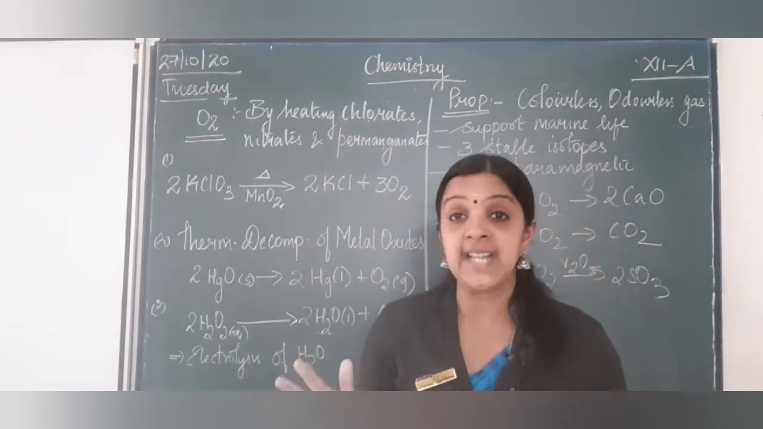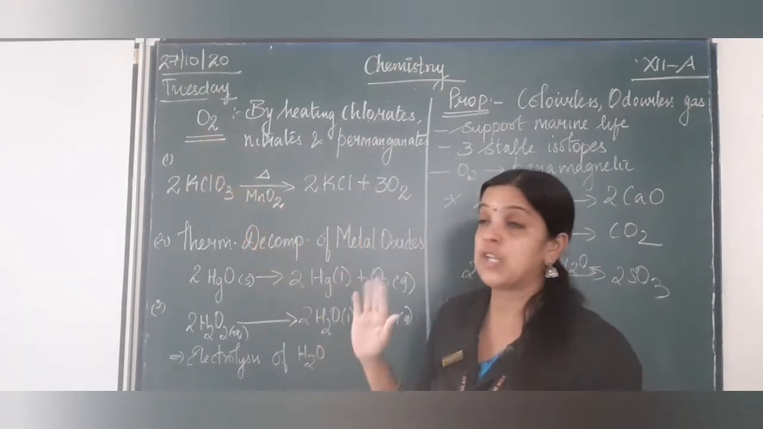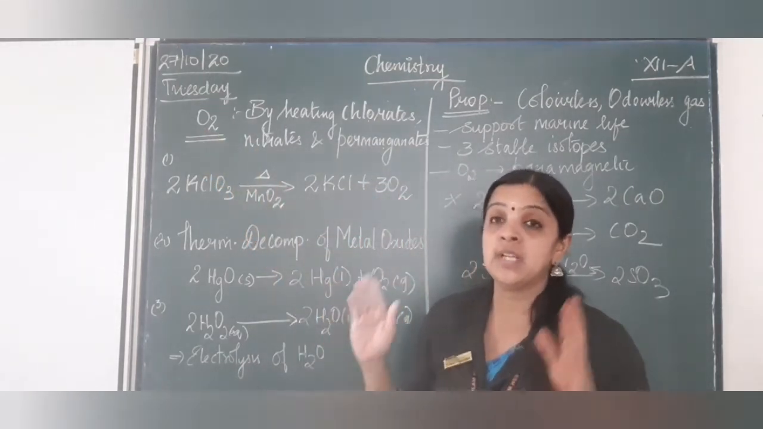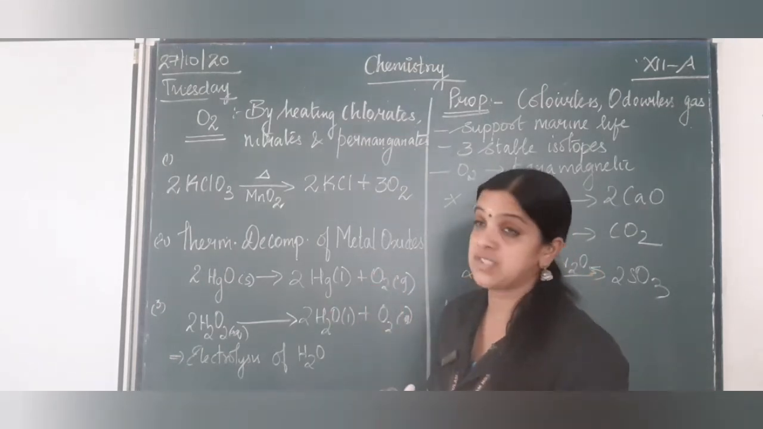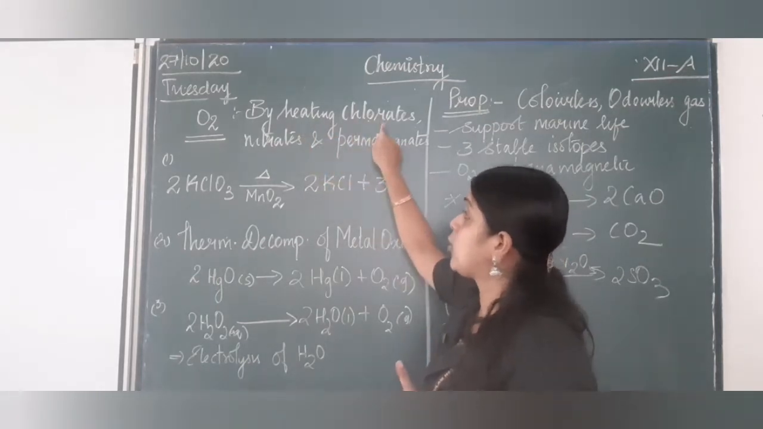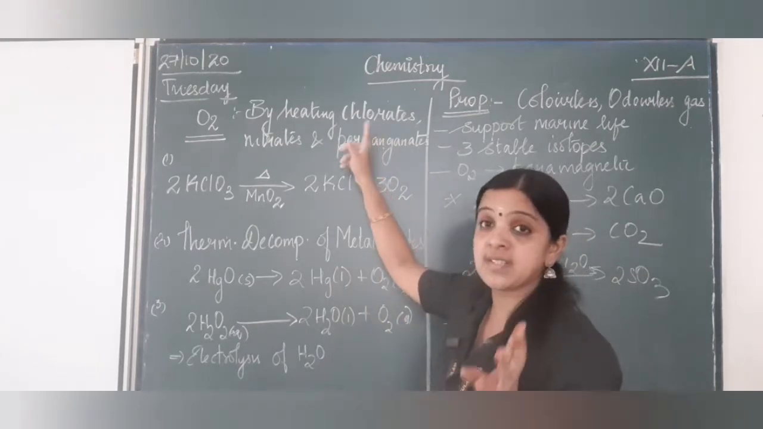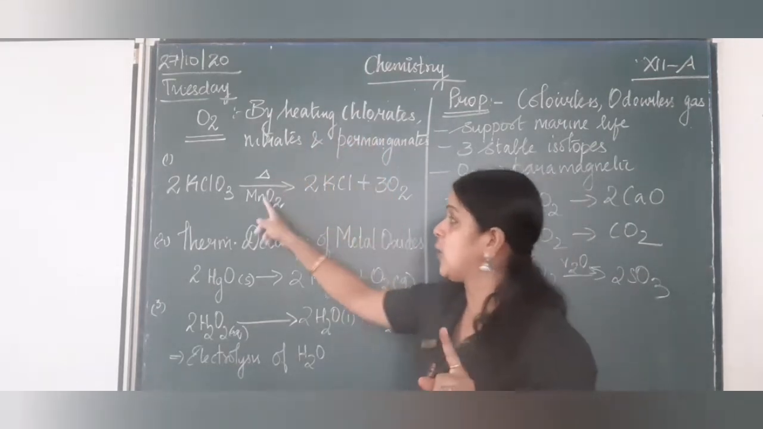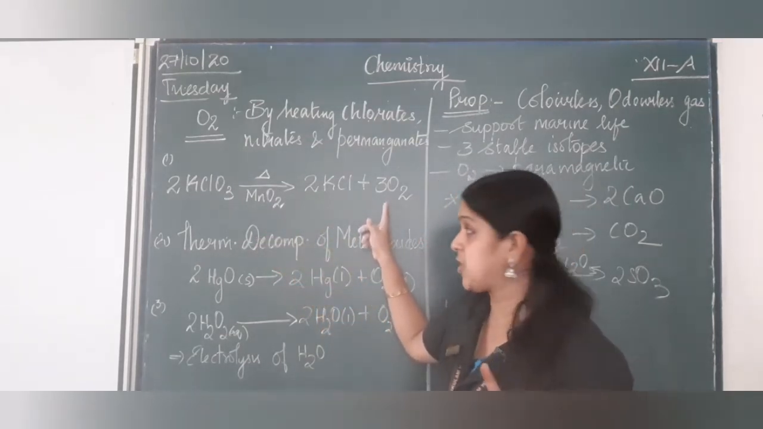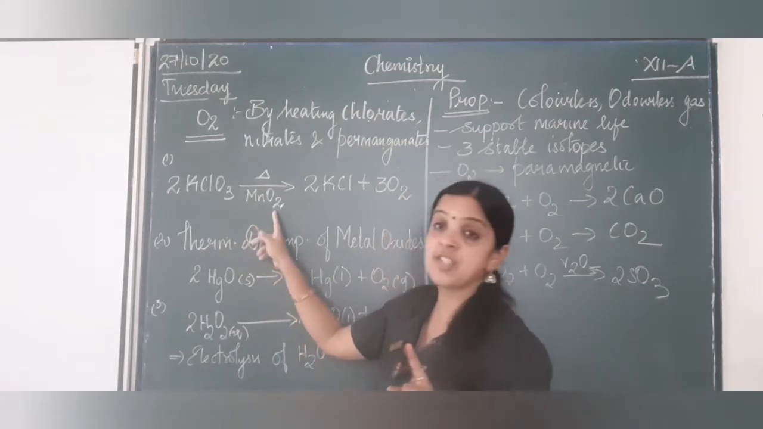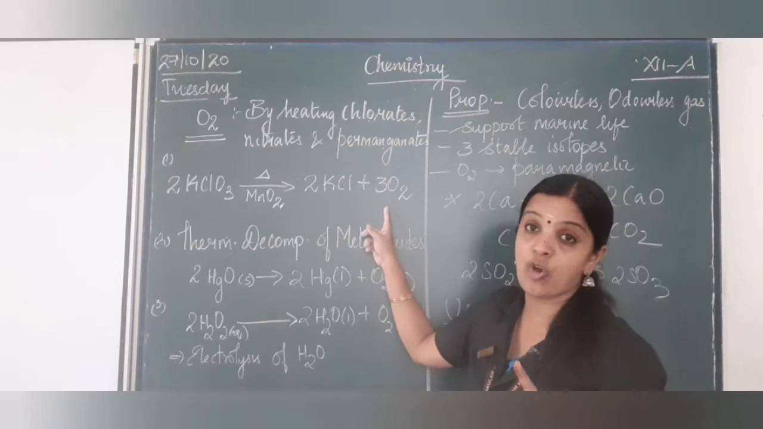We also call it dioxygen because two oxygen atoms are present in an oxygen molecule. Now how can it be prepared? We have three laboratory preparations, or you can say basic preparations, of oxygen, by heating the chlorates, nitrates and permanganates. So either you can heat the chlorates, nitrates or permanganate. When it is heated in presence of manganese dioxide, you get dioxygen. Potassium chlorate, in presence of manganese dioxide, when heated, gives potassium chloride and dioxygen.